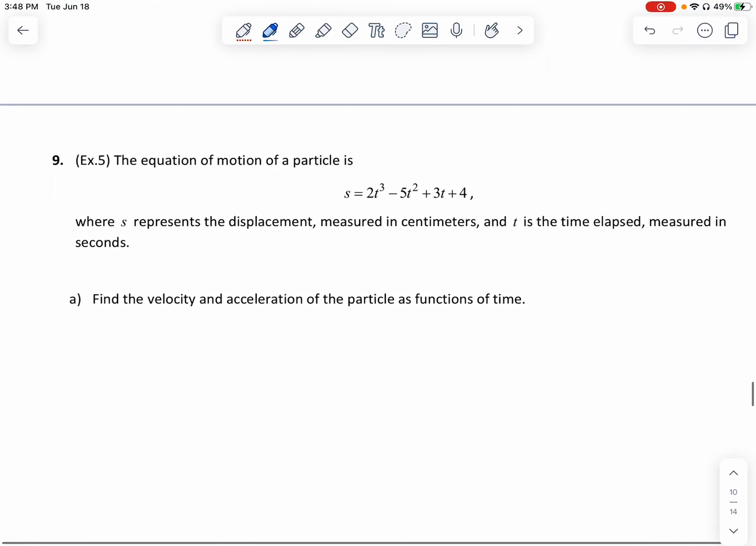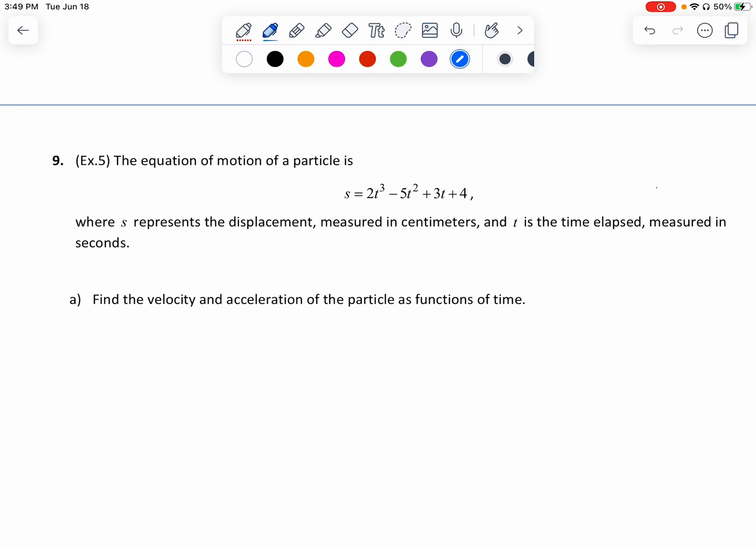All right, so let's imagine a particle, with time measured in seconds. So this measures its displacement measured in centimeters. So our units are going to be centimeters per second. So our velocity, that's how fast our position is changing. So that makes sense that that would be change in position over change in time. So to find that, it's really the derivative of s.